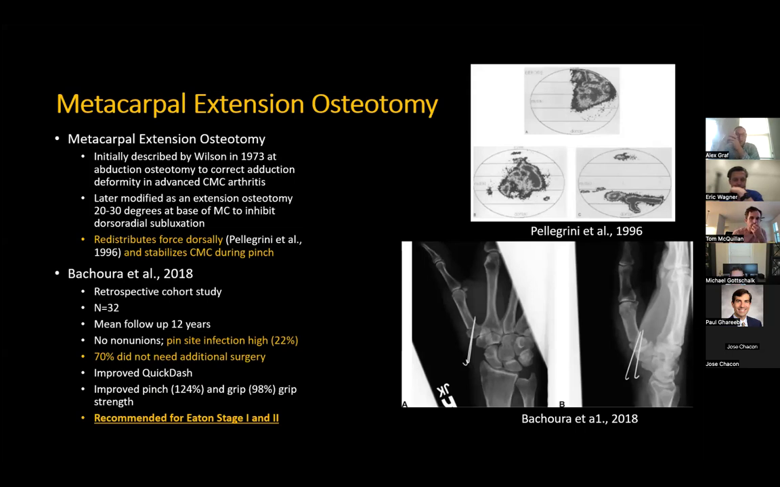So the thought is, if we could do an extension osteotomy 20 to 30 degrees, like doing an osteotomy in the knee with someone with medial compartment arthritis, can we shift those pressures to the dorsal aspect of the CMC to preserve the joint? You certainly maintain trapezial height if you don't remove it, and can you get some pain relief and durability there?